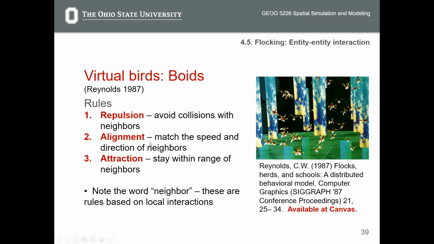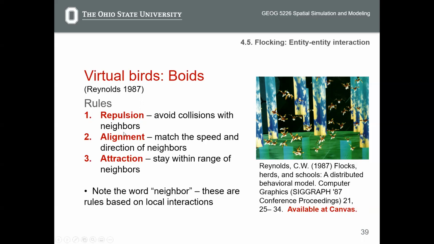Alignment is about direction and speed. Match the speed and direction of neighbors, which means you should follow the group. Not too fast, not too slow; you should perceive the general direction of the group and follow that direction and that speed. And there is also attraction, to make sure that all birds stay within range of neighbors. Don't get too far away. You need to keep up with the group.